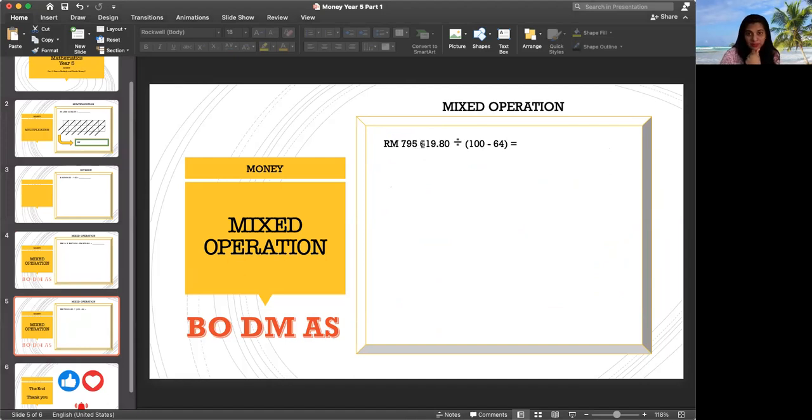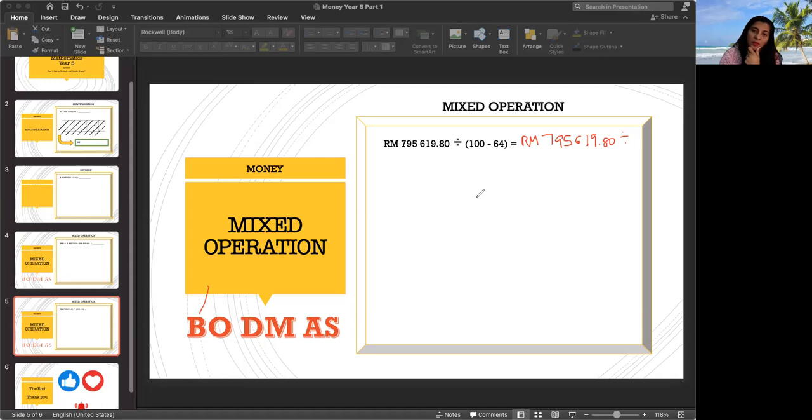795,000, again with BODMAS, 619 ringgit 80 cents, divide by 100 minus 64. So here we have a bracket. It means that brackets have to be done first. You have to do the subtraction first. So 100 minus 64, what is it? So copy your question again. Okay, so here you have to write RM 795,619 ringgit 80 cents. And you've got to divide it with, what is 100 minus 64? That is, if you can do that mentally, that would be 36.